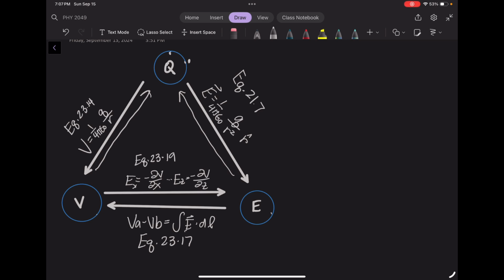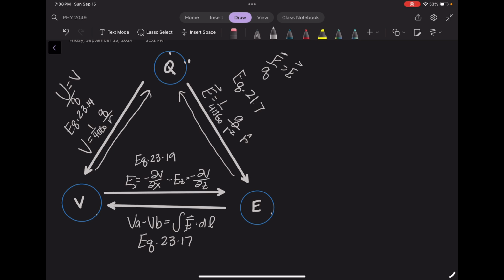And of course, what's embedded in here is the fact that potential energy scaled by charge is potential, and force scaled by charge is E. That's embedded in there. So you can always go back and forth. You can always find F and U very easily by just multiplying potential or electric field by Q, okay?